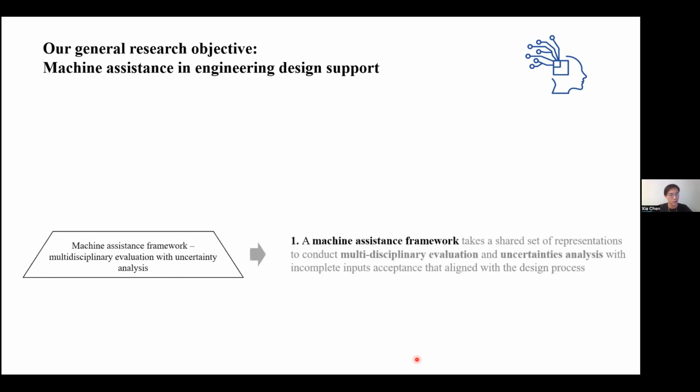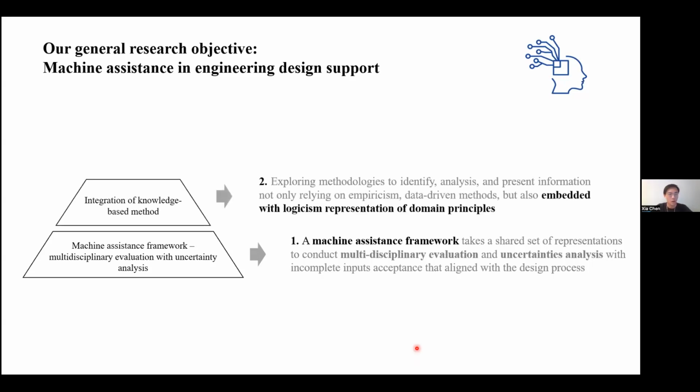This study is one of the components of our general research scope: a machine assistance to support the decision-making process and achieve a generally higher intelligence in sustainable engineering design. This objective is composed of three folds. Firstly, we try to develop a machine assistance framework that can accept different methodologies to conduct multidisciplinary evaluation regarding energy performance, LCA, cost, etc. And importantly, it can also accept incomplete input to conduct uncertainty analysis, because it's a big deal in the design stage, since the information is limited.